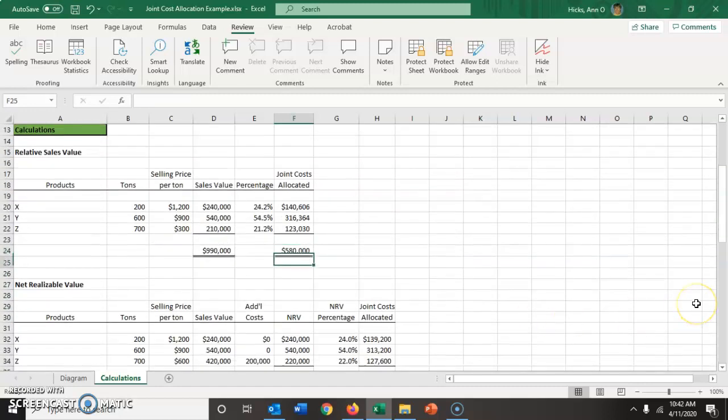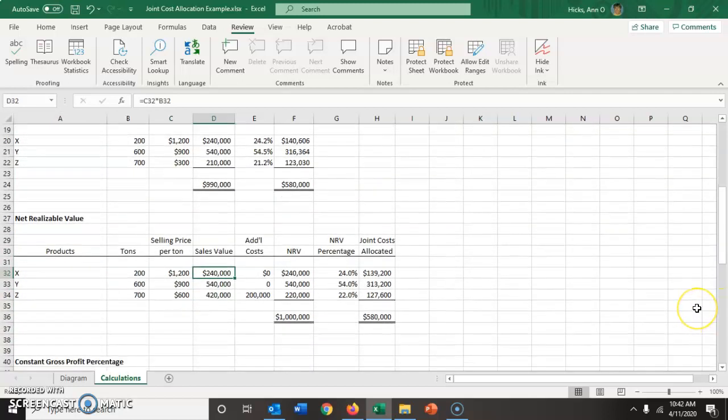The second approach is what's called the net realizable value. It is similar, except it takes into consideration the fact that we would carry out the production of Z all the way through the final product, incurring the additional $200,000 in costs. So we'll come up with the sales value for each, which for X and Y is exactly the same because there is no additional processing for each of them.